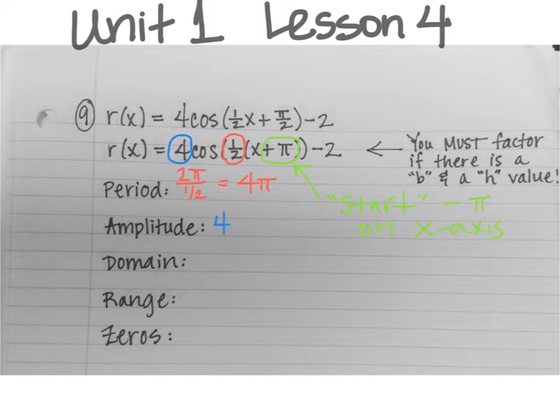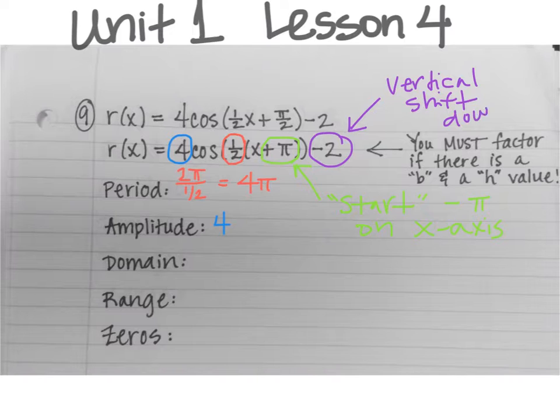And lastly, this minus 2 at the end will tell us we have a vertical shift down 2. So that's going to be our new midline.